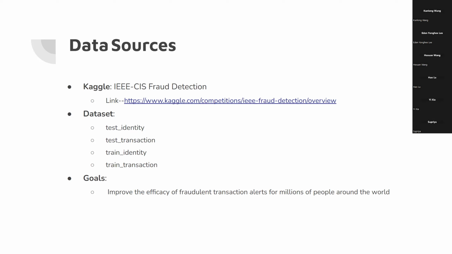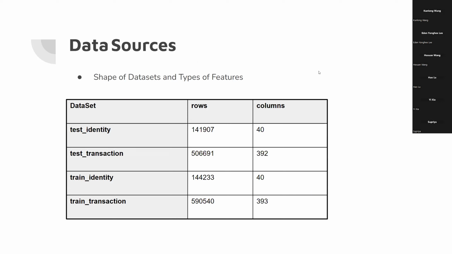Our data set is from Kaggle, the IEEE-CIS fraud detection data. We have 4 data sets. Our goal is to improve the efficiency of fraudulent transaction alerts for millions of people around the world. Next, this is the shape of our data set and the type of features. You can see the first, the test identity, has many rows and about 40 columns.